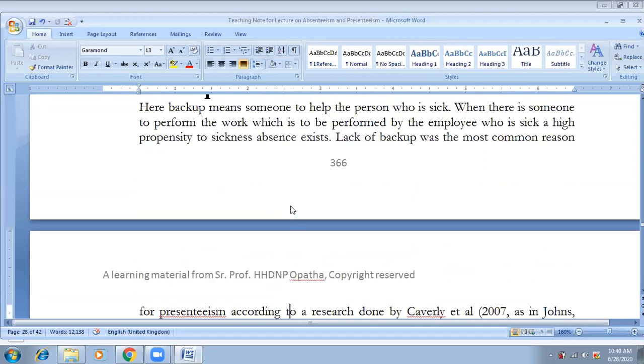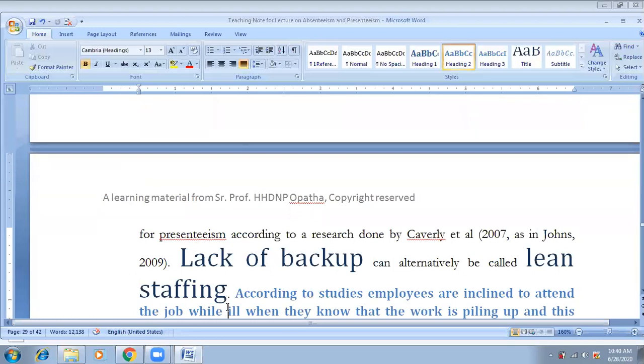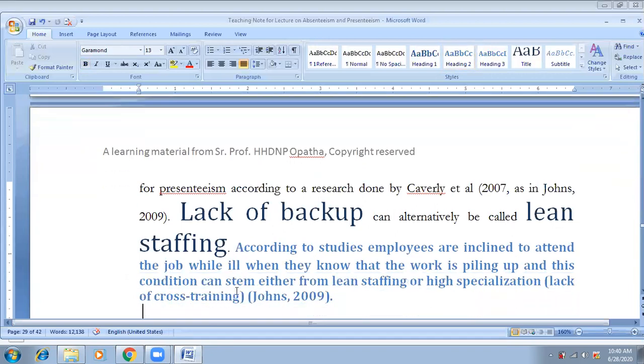But lack of backup was the most common reason for presenteeism, according to research done by Cavalli et al. Lack of backup can alternatively be called lean staffing. There are no people to support you. According to studies, employees are inclined to attend the job while ill when there is lean staffing, because they know the work is piling up. And this condition can stem either from lean staffing or high specialization.